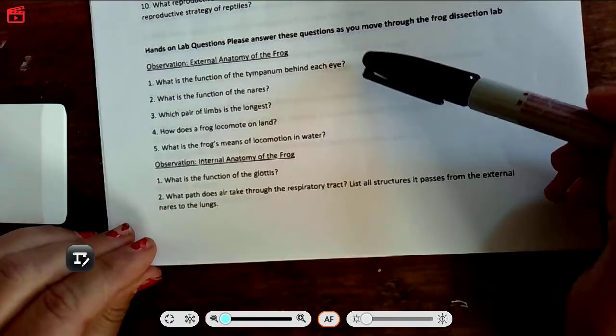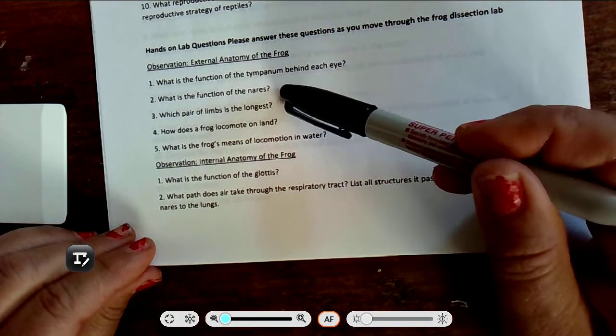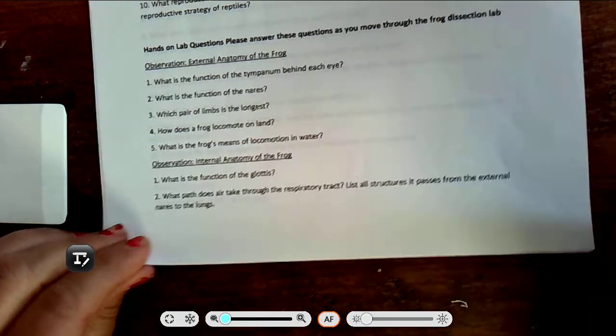For example, what is the function of the tympanum behind each eye? What's the function of the nares? And so on. I look forward to meeting you in lab.